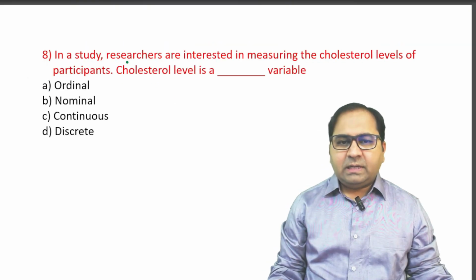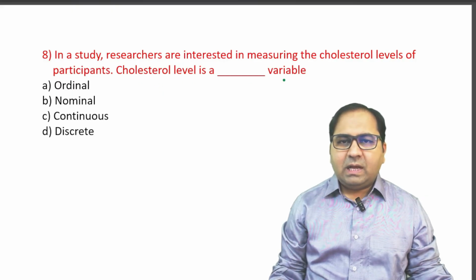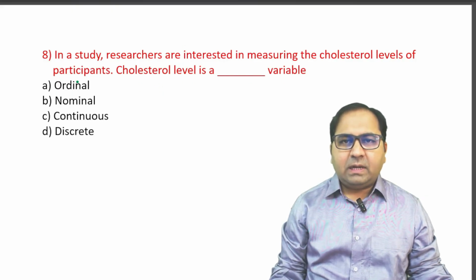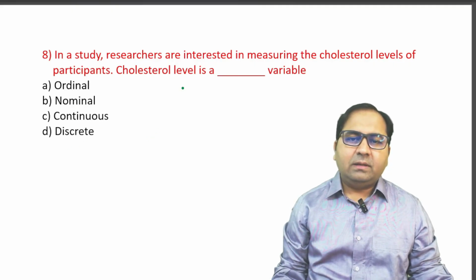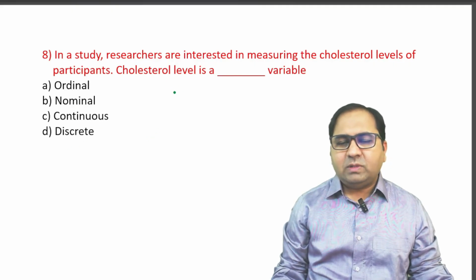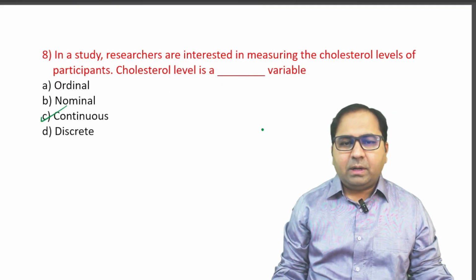Next question. In a study, researchers are interested in measuring the cholesterol levels of participants. So the cholesterol level is a dash variable. Options are A ordinal, B nominal, C continuous, or D discrete. It is very easy. We have already spoken about it in question number 1. Please go back for the discussion over there. Cholesterol level is a continuous variable.